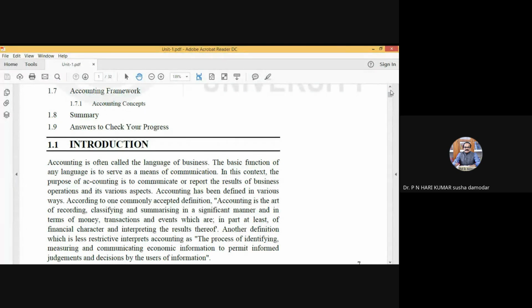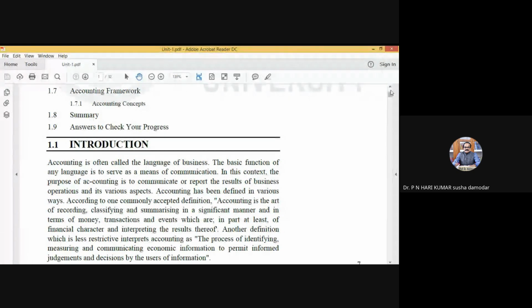I have already mentioned accounting is a language, a business language for communicating the business result to the stakeholders. But this is a worldwide accepted definition of accounting. Accounting is the art of recording, classifying, summarizing. What is recording? What is classifying? What is summarizing?